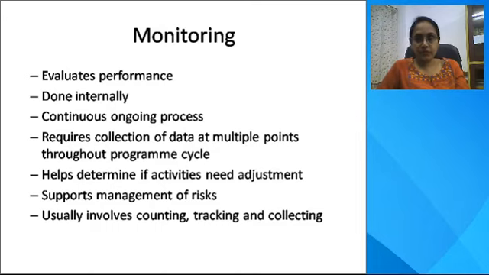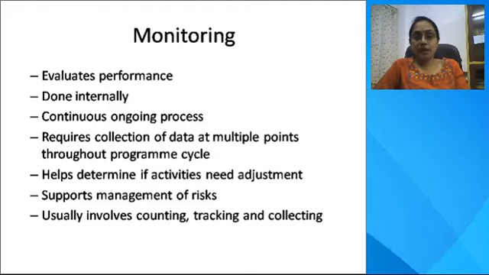Monitoring helps determine if activities need adjustment. I have already mentioned this, that if there are certain activities which are not going in the right direction, I can adjust them because I am doing continuous monitoring. I'm trying to see the effectiveness of my campaign. So through monitoring, I can make changes or adjustments or reappropriate the different strategies that I have initially adopted, according to my monitoring.